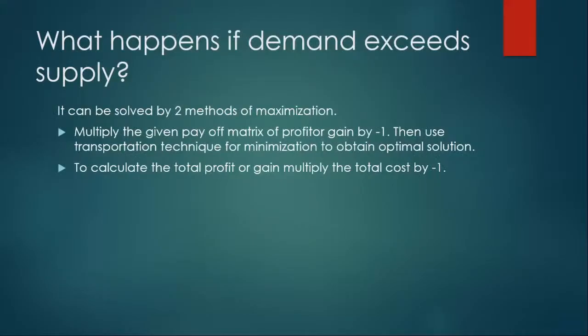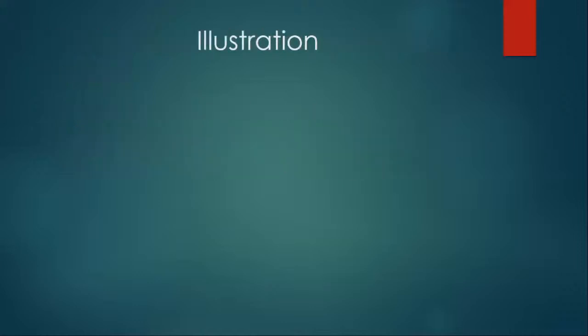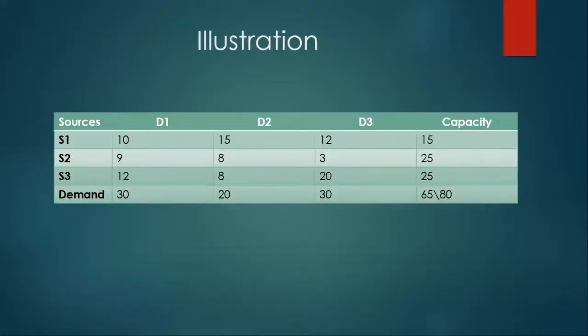My first method is to multiply the given payoff matrix of profit or gain by -1, then use the transportation technique for minimization to obtain the optimal solution. The other method is to calculate the total profit or gain by multiplying the total cost by -1. The question is here, as you can see in the slide, and we will move to the solution.